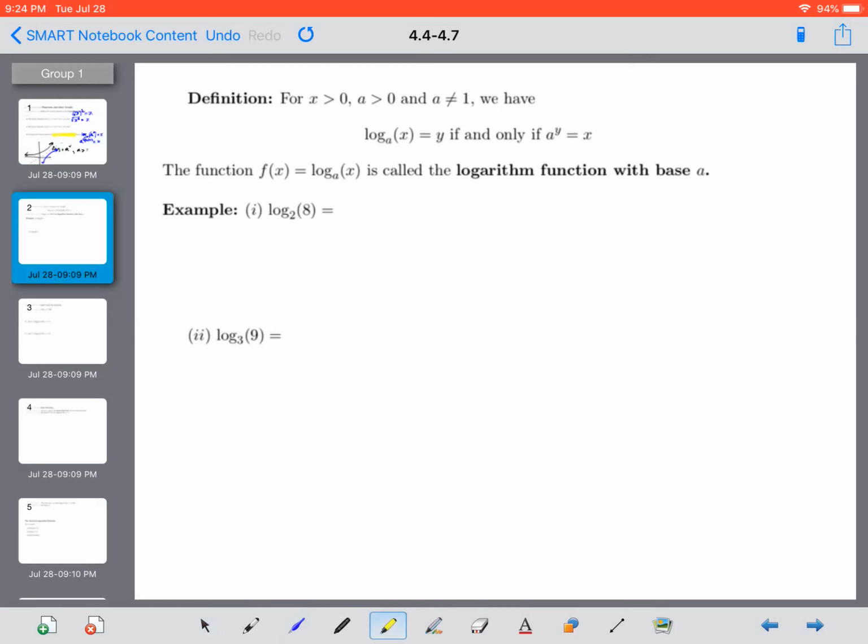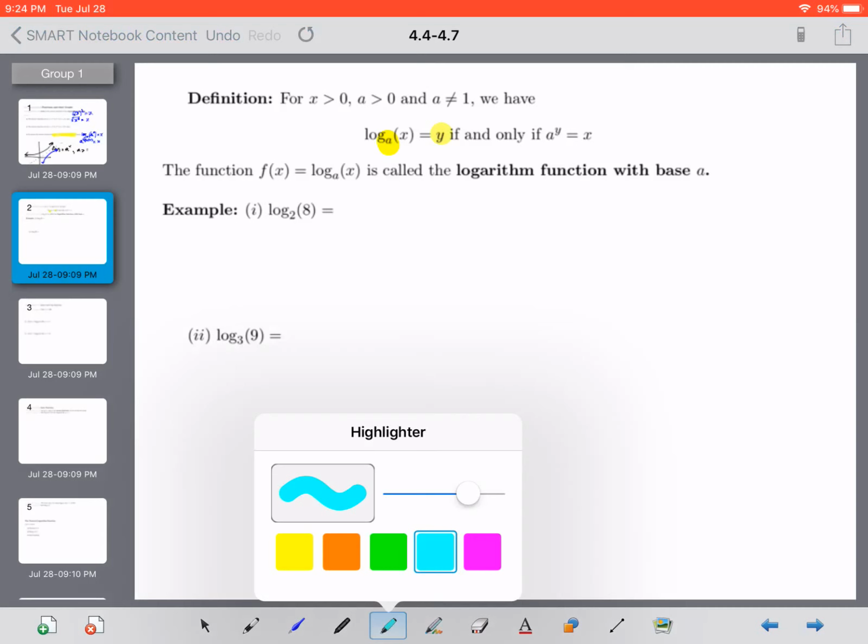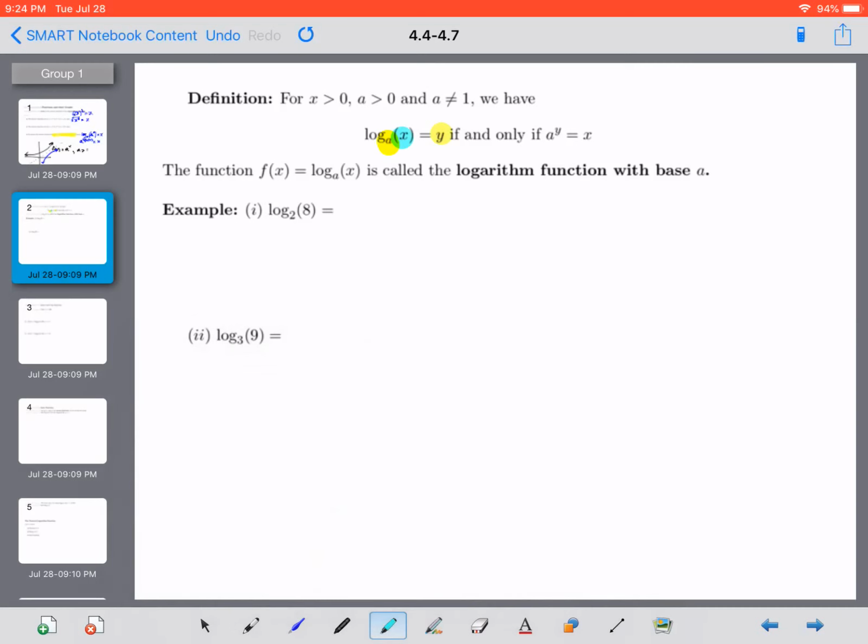In other words, if you can take the base and raise it to the power of y, you need to get whatever's on the inside. That's your x. So a raised to the y has to equal x. Okay, so the function log base a of x is called the logarithmic function with base a. So let's try to compute this and get a sense of what this is equal to.